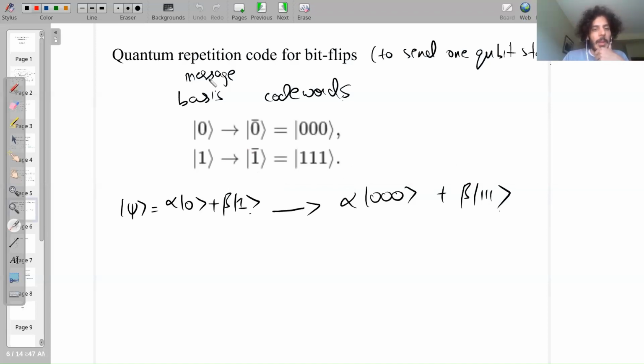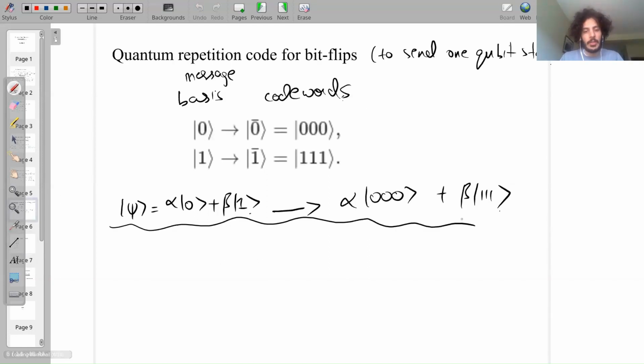So coming back to the repetition code for bit flips, we have this, and this is our code word. On the left is our message, on the right is our code word, and this is actually going to work. So let's do an example here of an error.